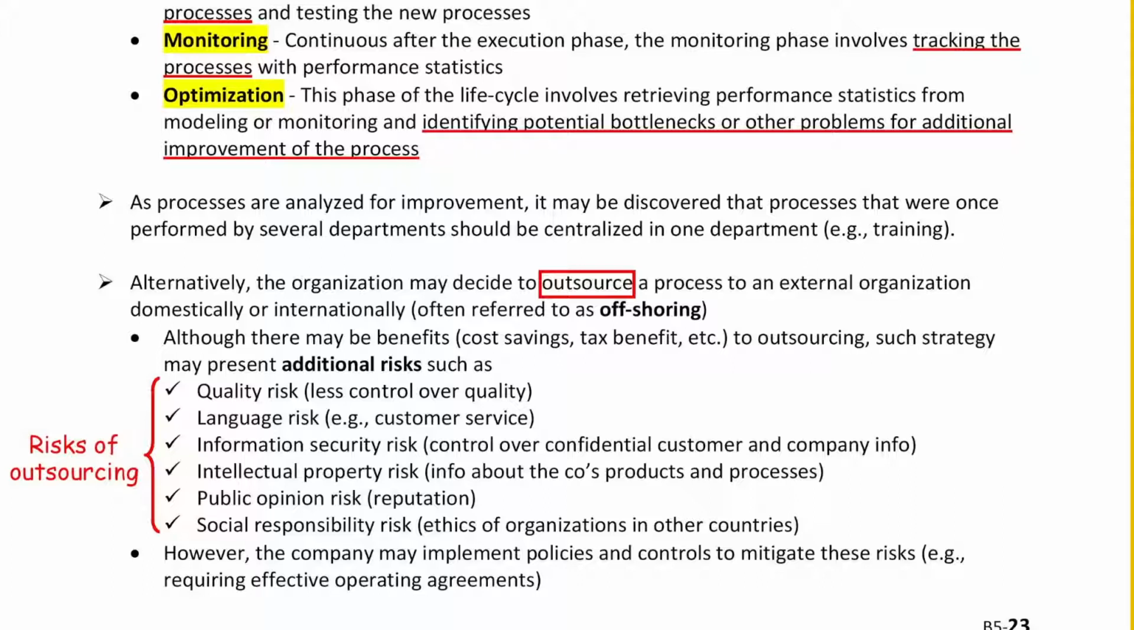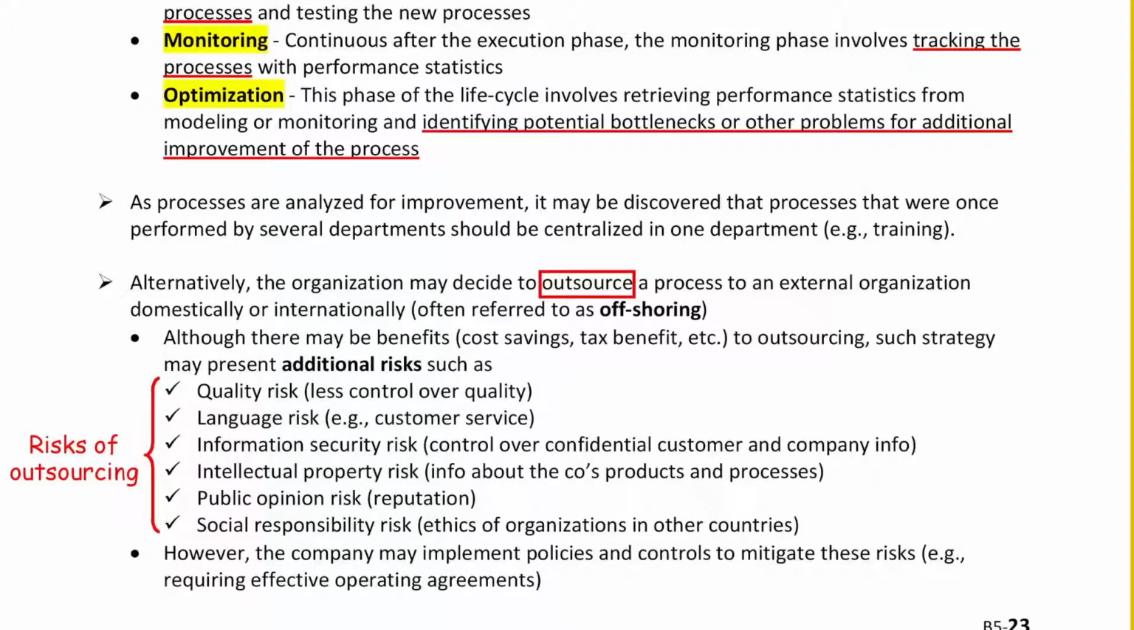And they include quality risk, because the organization would now have less control over quality. There could be a language risk, which is especially associated with outsourcing across countries and across continents. There could be information security risk, where the organization may have to share confidential customer and company information. There could be an intellectual property risk, where information about the company's products and processes may get leaked out.